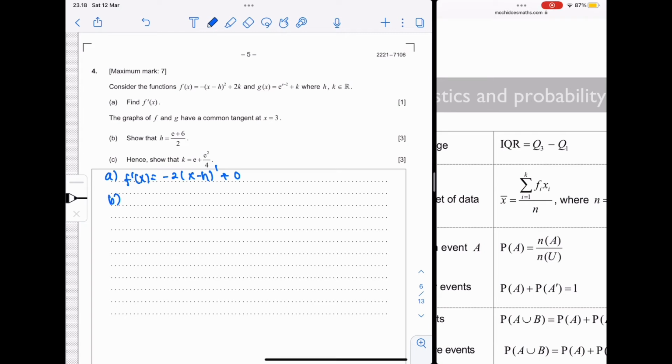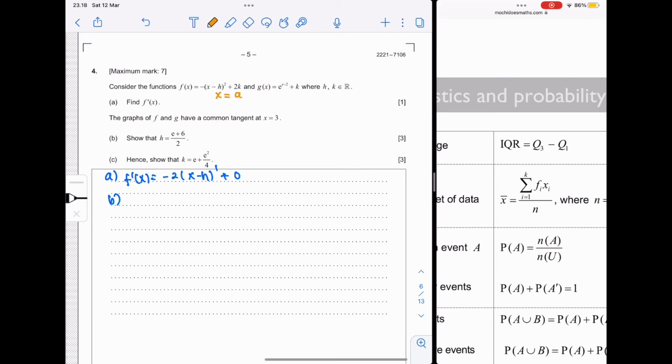And then B. The graphs of f and g have a common tangent at x equals 3. Common tangent means both graphs, f and g, are sharing the same tangent. So the positions will be exactly the same, the coordinates will be the same, the gradient will also be the same. Okay, I'll write it here.